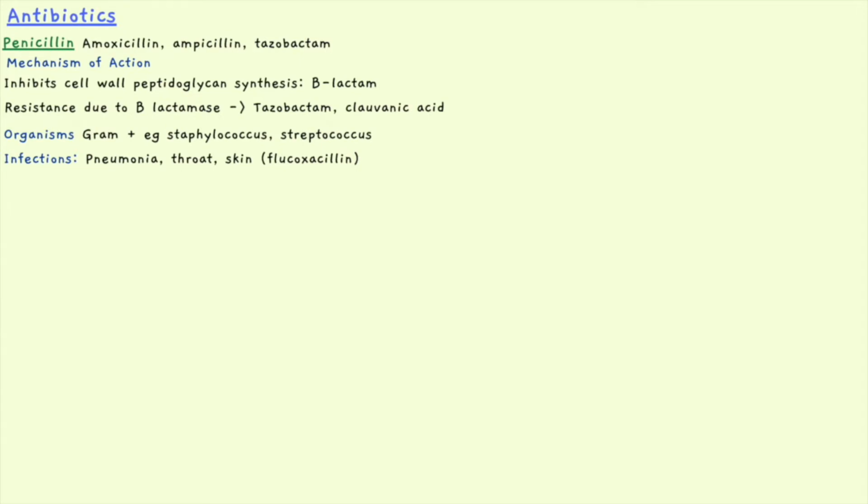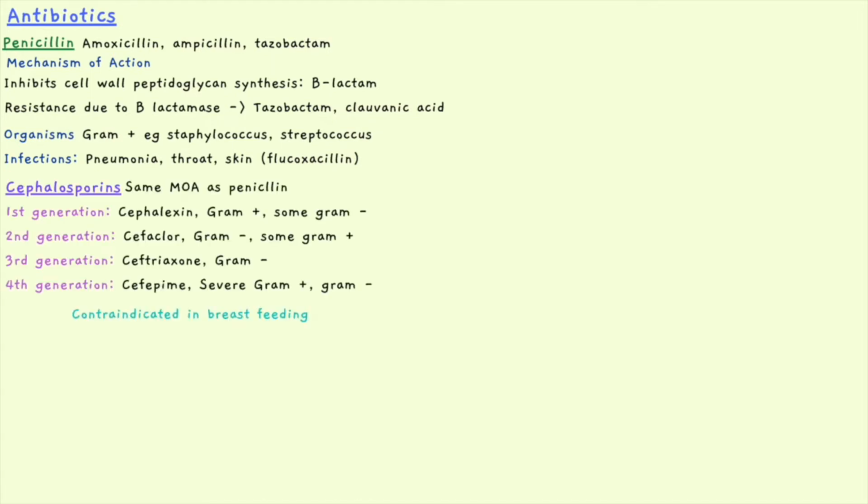Penicillin is used to treat primarily gram-positive bacteria, such as Staphylococcus and Streptococcus, that can cause a range of infections including pneumonia, sore throats, and skin infections, which is specifically treated with flucloxacillin.